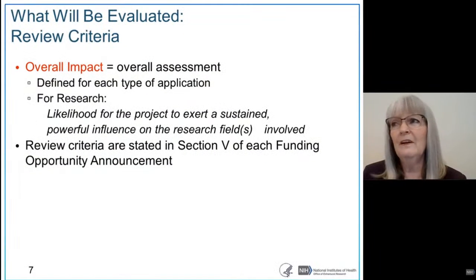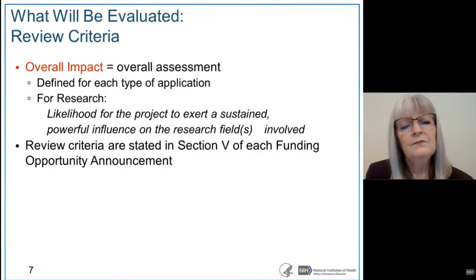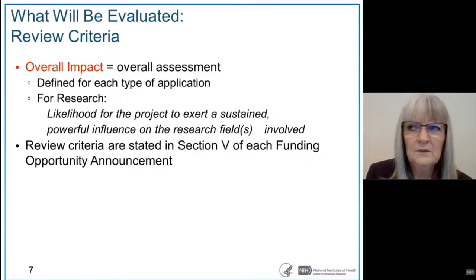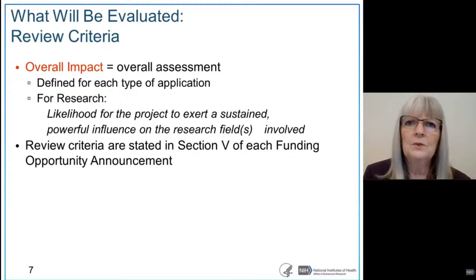Okay, what will be evaluated? What will be on the test? For every funding opportunity announcement that we issue, and we issue thousands of them a year, the overall assessment is listed as overall impact. So reviewers are asked to aggregate, to consider all of the questions that we ask of them into the overall assessment of overall impact. Now, this is defined differently for each type of application. For research applications, overall impact is defined as the likelihood for the project to exert a sustained, powerful influence on the research fields involved. For a training grant application, however, the definition of overall impact would be different.